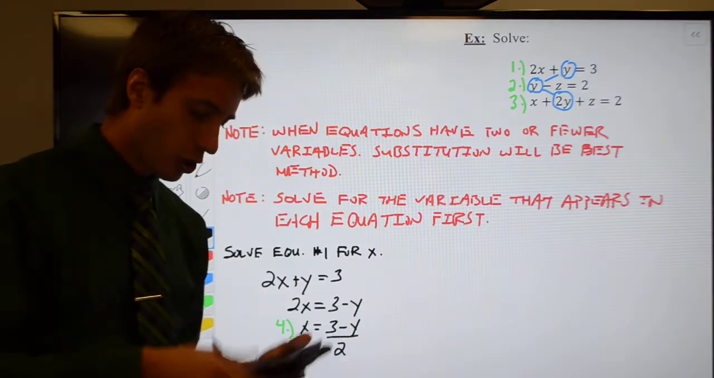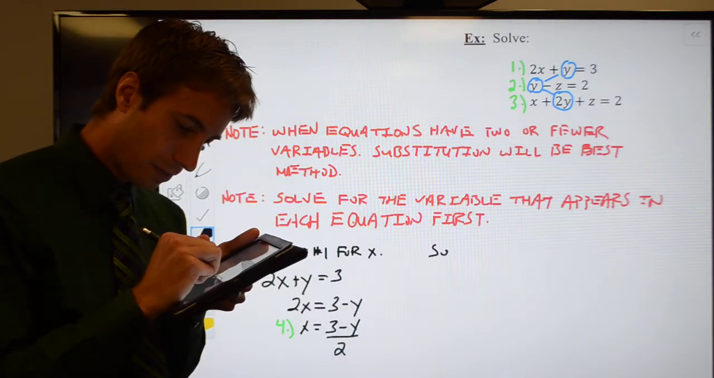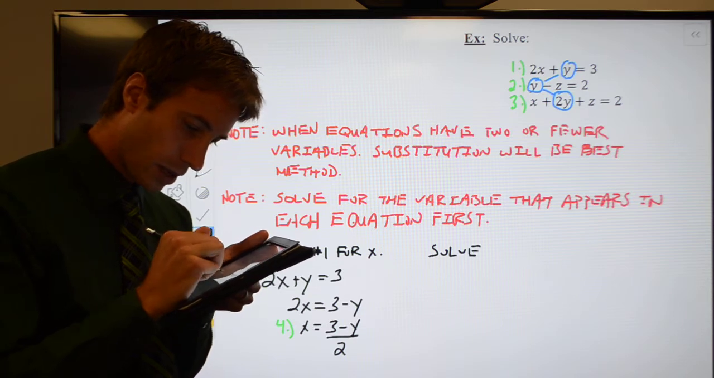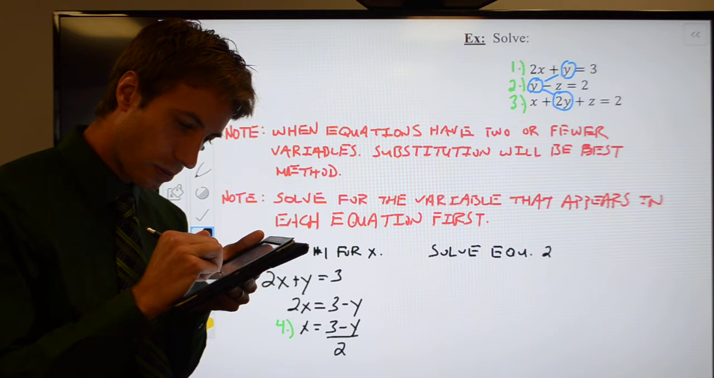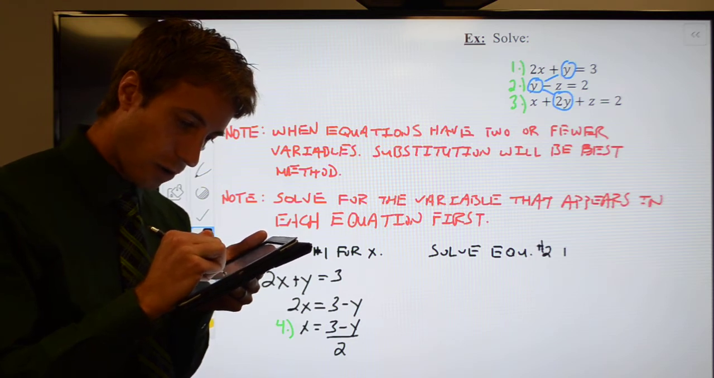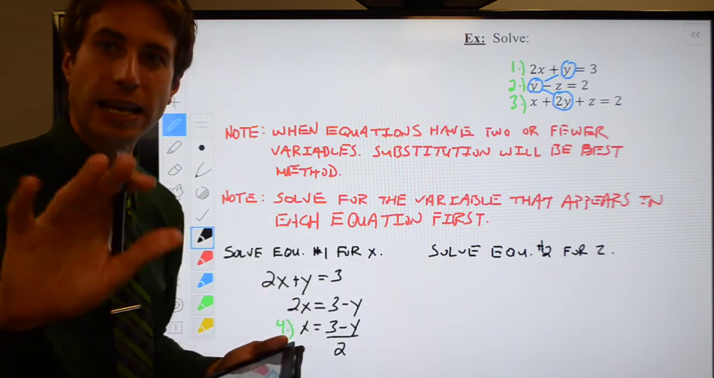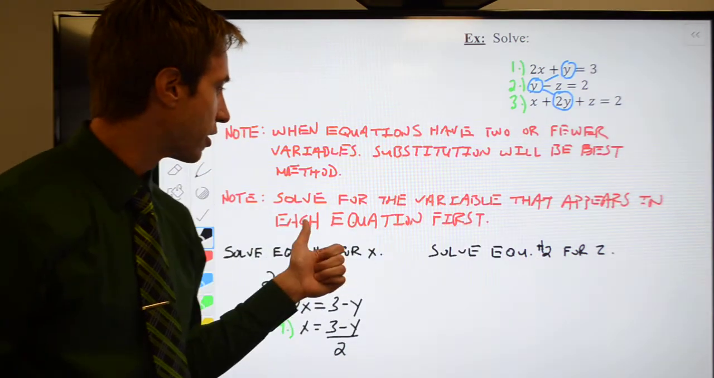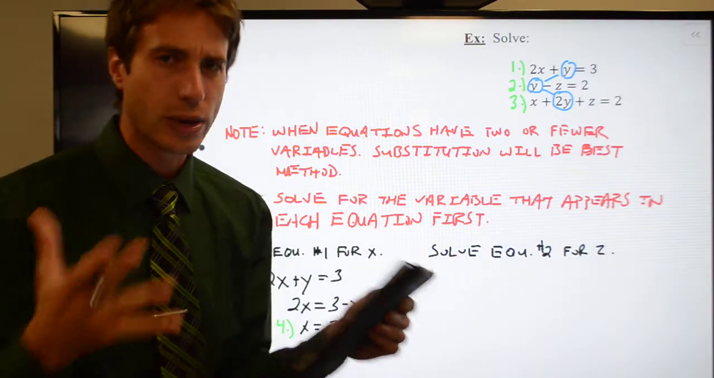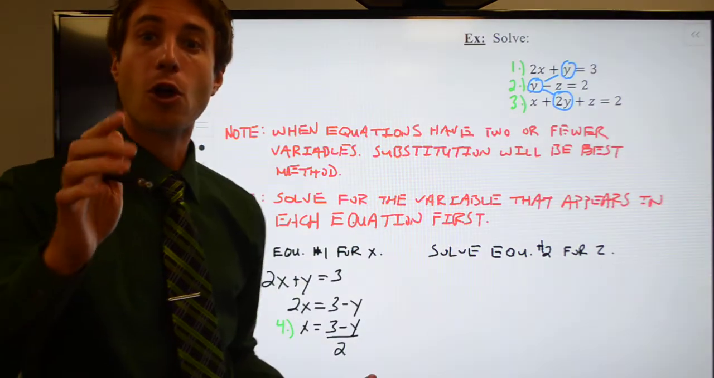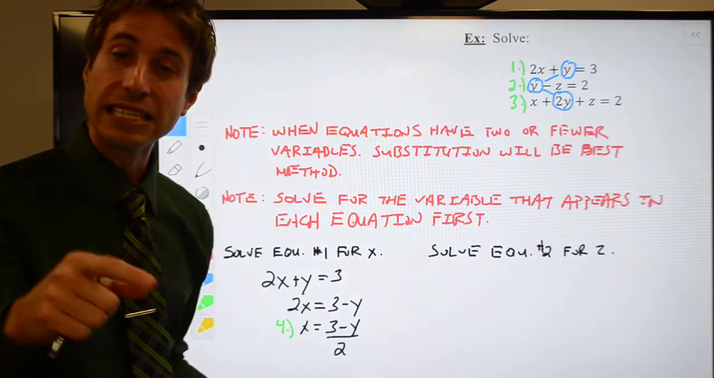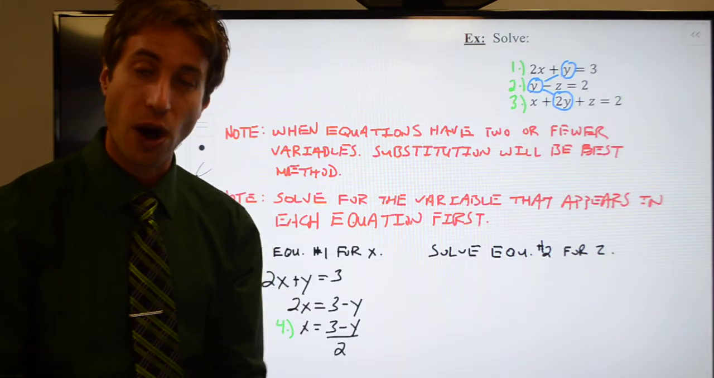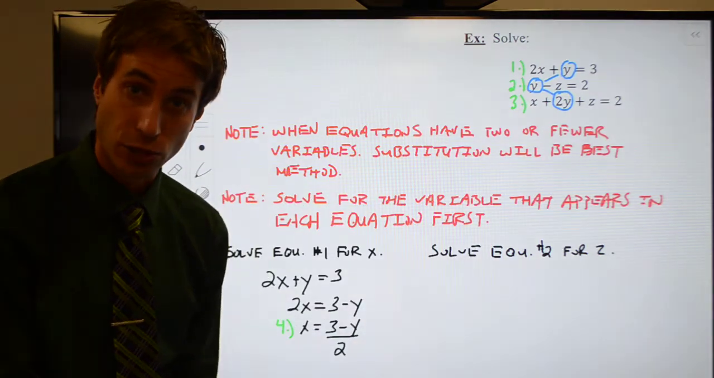Okay, next we're going to solve equation number 2. We're going to solve for z. And again, please don't get confused here. I know I said solve for the variable that appears in each equation first. And you say, wait a second, I thought we were solving for y. We are. But what I need in order to solve for y is to be able to do a substitution.